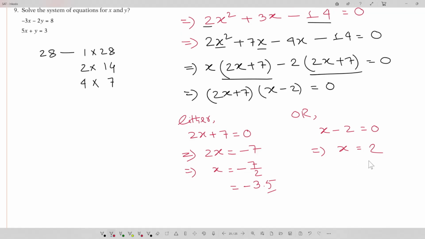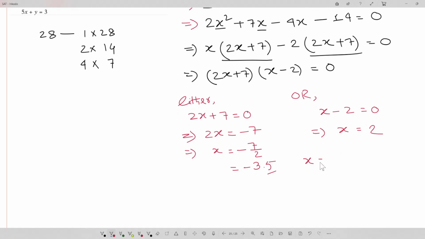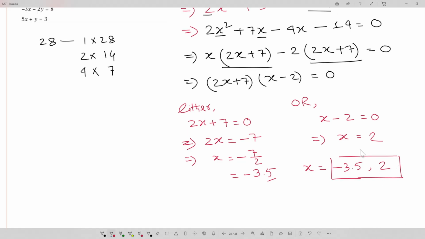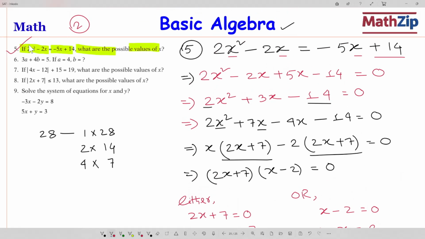So we get two answers. One is x equals to what? −3.5. Another one is 2. This is our answer. Very simple. So number 1 is done.